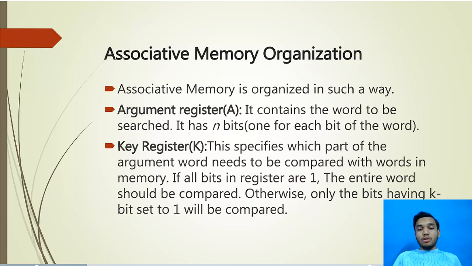And what is the argument register? It contains the word to be searched. It has n bits. जिस जिस जो भी वर्ड है उसको हमें सर्च करना है उसको हम आर्ग्यूमेंट रजिस्टर बोलते हैं. What is the key register? It specifies which part of the argument word needs to be compared with words in memory. If all bits in the register are 1, the entire word should be compared. Otherwise, only the bits having the key bit set to 1 will be compared. We will see in the example.